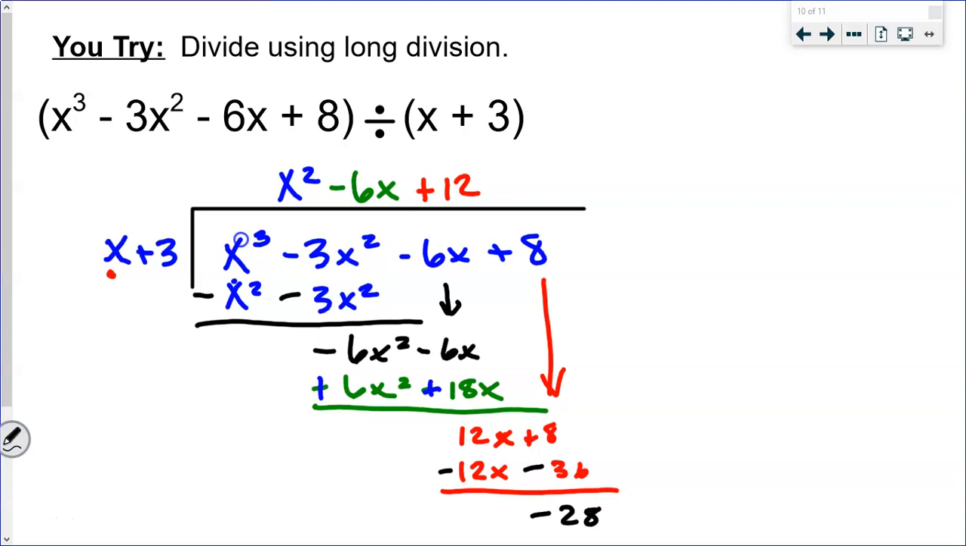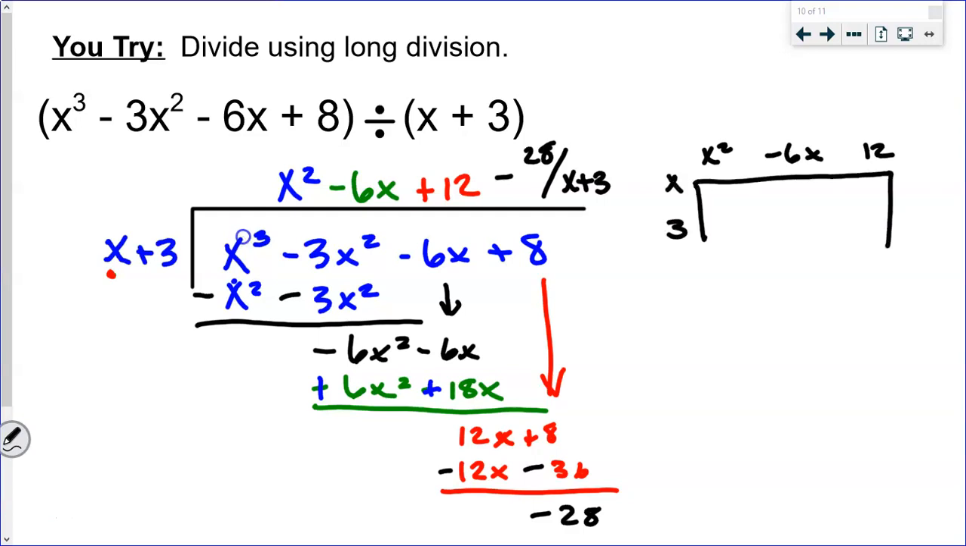Oh, and you know what? I never checked the other one, but I'm going to show you guys how to check this one, okay? So again, I'm going to do my x squared, and remember, this is our remainder, so this is going to be minus 28 over x plus 3, right? Okay, so this is how we're going to check this. We got a negative 6x here, we got a 12, and then we got our x and our 3 here, okay? So we're going to go ahead and multiply this so that we can see.